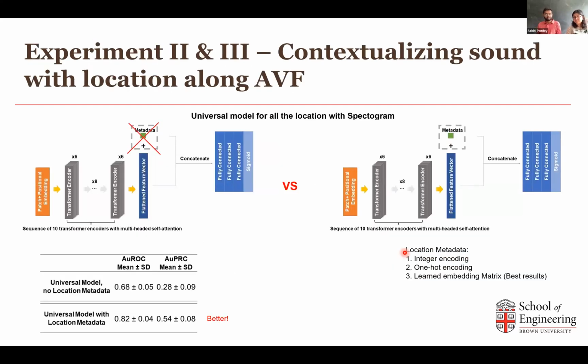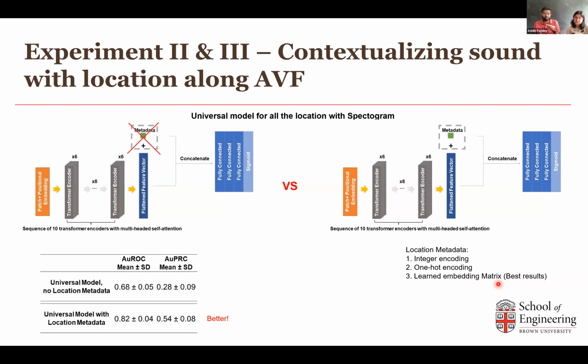And the next experiment, which the authors also mention, is how important it is to contextualize sound with the location. As we mentioned, there are 6 locations along the AVF where the sounds were recorded. Is it a good idea to even give some information about the location? So for this experiment, the authors develop a universal model where all the locations with their position encoding, like location metadata, were provided to the vision transformer for the spectrogram as a pre-processing method. As you can see in the figure, the metadata was provided to the flattened feature vector, in the 3 scenarios they tried, which were integer encoding, one-hot encoding, and the learned embedding matrix.